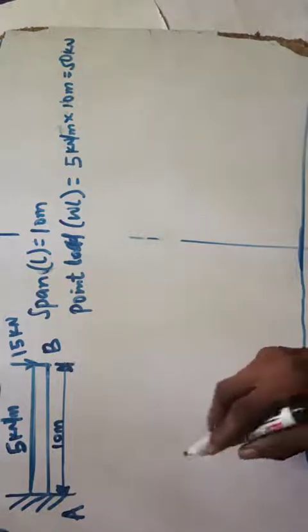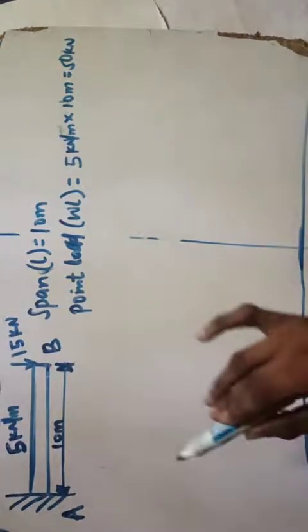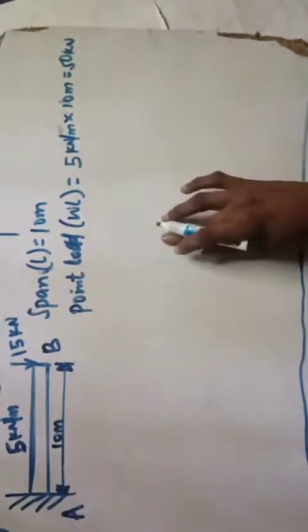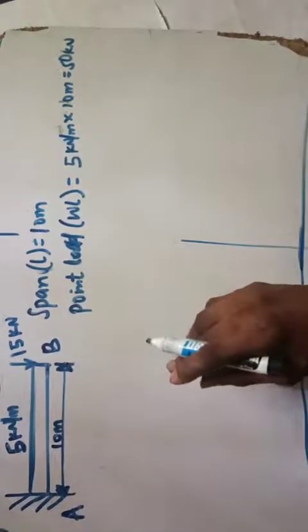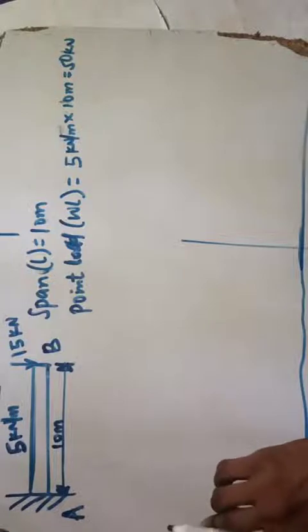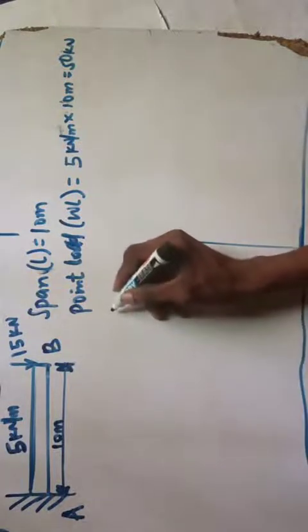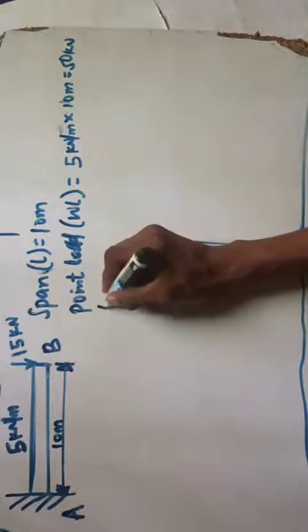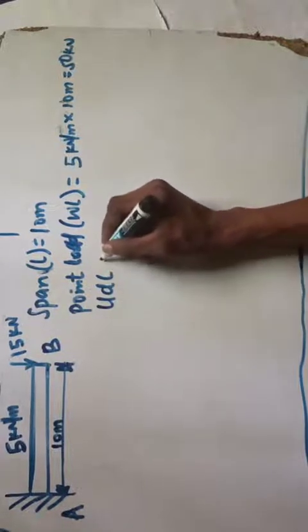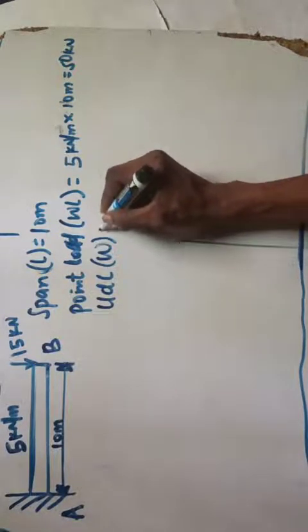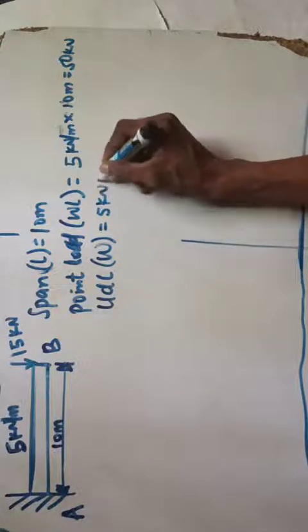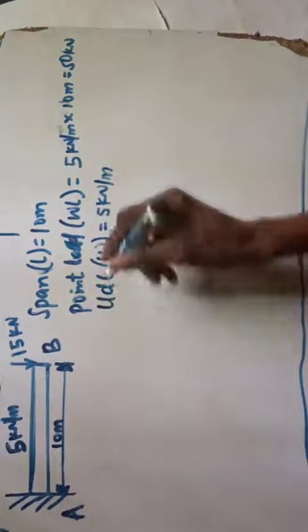And you know, for UDL, the point load will always act at the center. I've explained that in the last class. So this is just the point load, and we are at the center. And that is that. So next thing you find is your UDL, which is my W. My W is 5 kilonewton per meter. So these are the parameters we have on this question here.